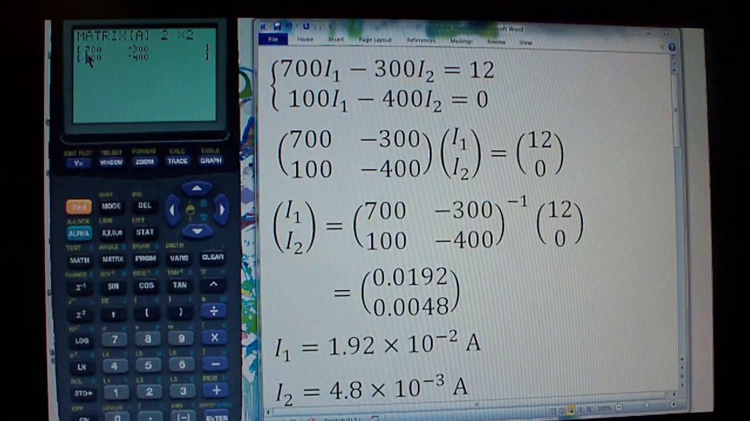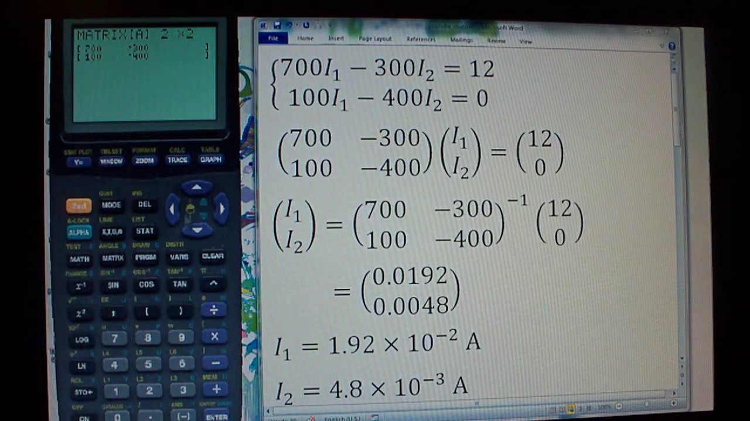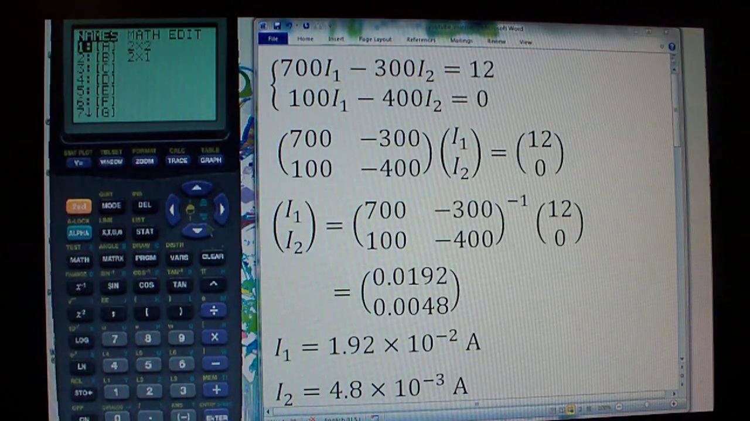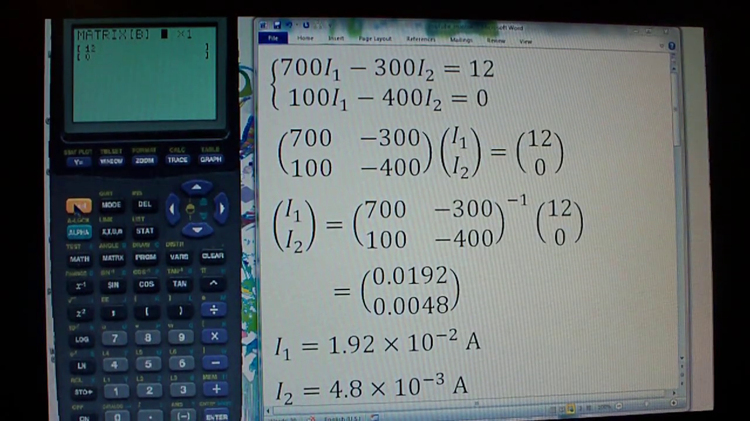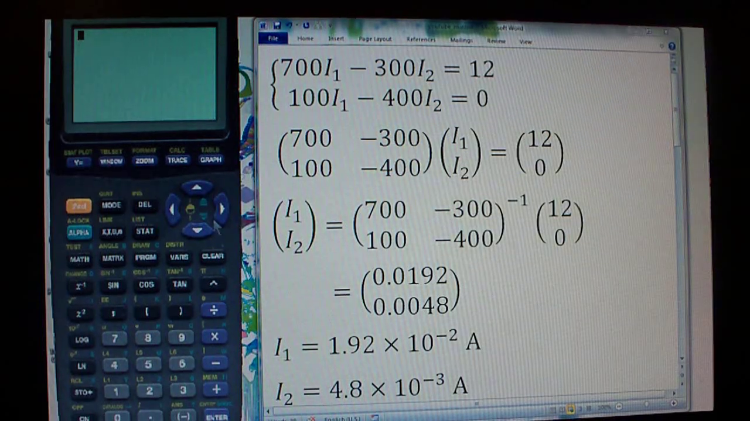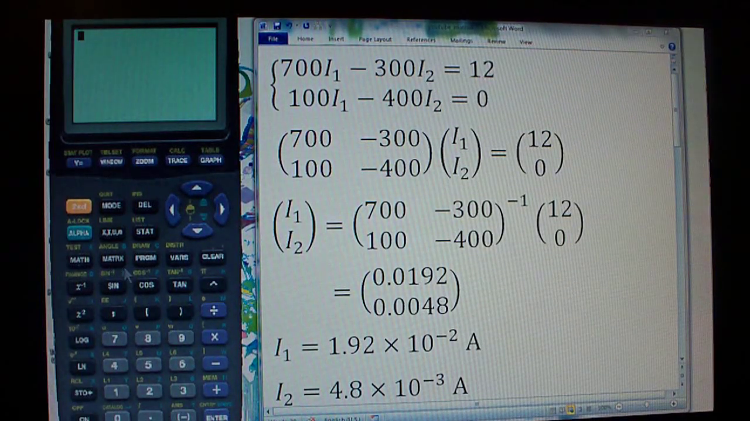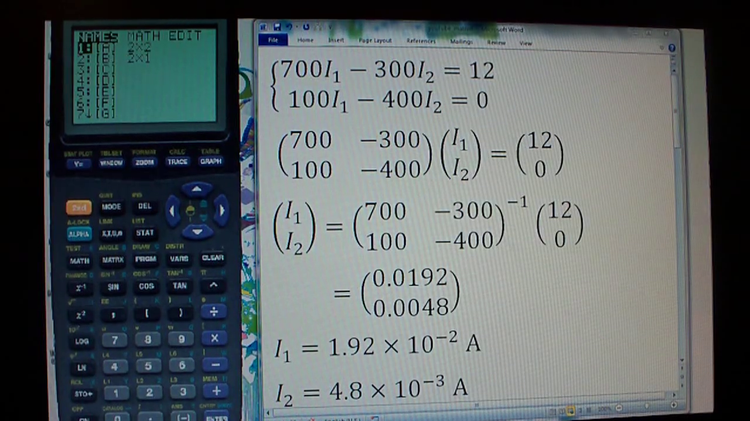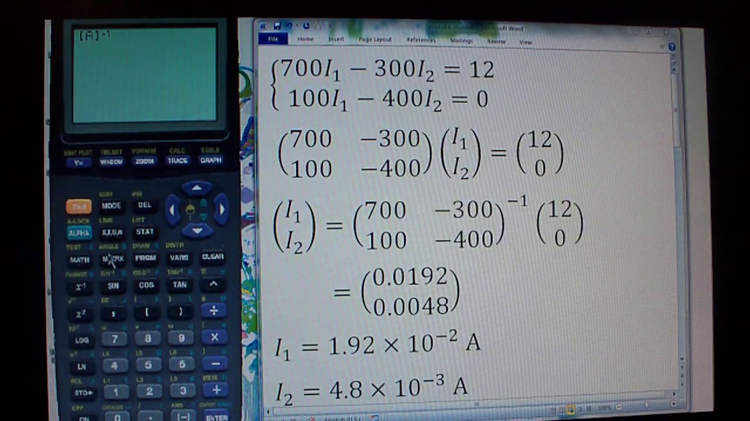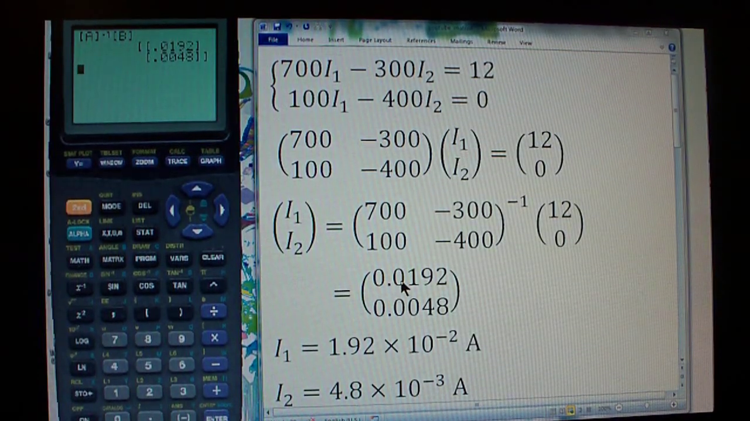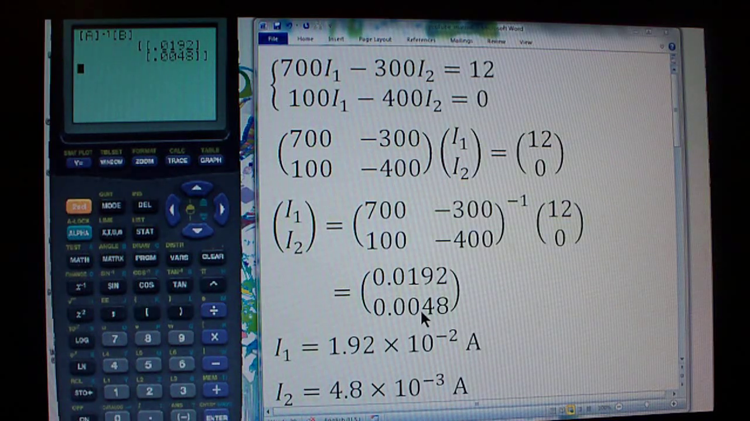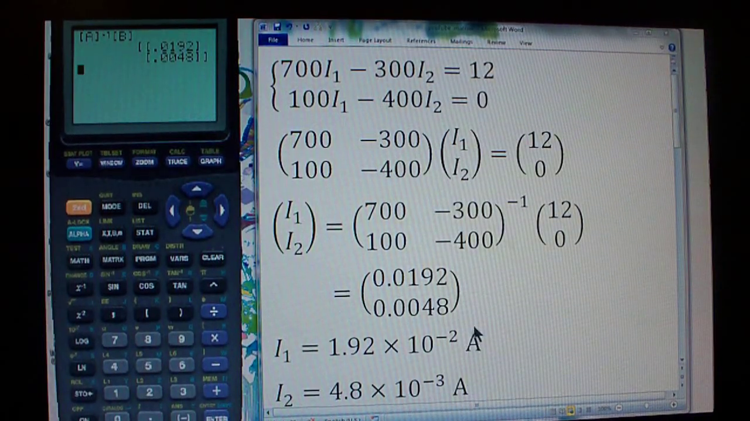Here's the matrix A: 700, negative 300, 100, and negative 400. And I'll show you matrix B, it's 12 and 0. Once you have matrix A and B, you can do A inverse B, and it will give you these numbers, 0.0192 and 0.0048. And of course you should write your answer in scientific notation like this, including the units in amperes.